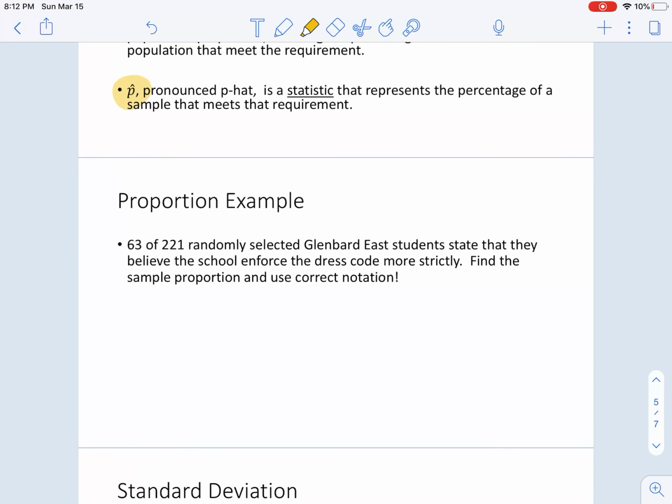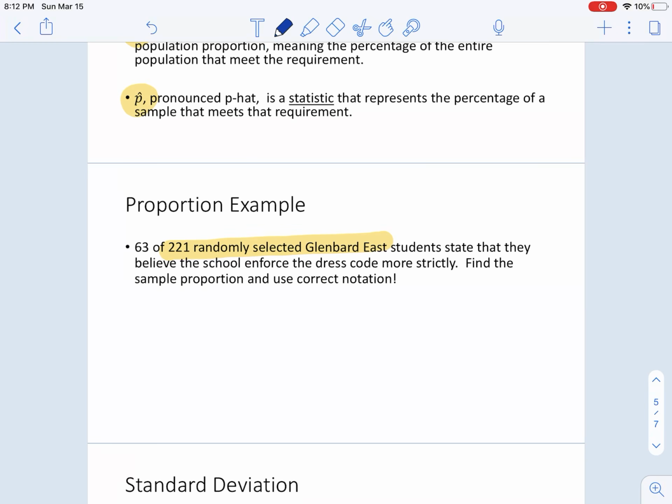So here's a problem. It says 63 of 221 randomly selected Glenbard East students. By the way, we have a lot more than 221 Glenbard East students. So this is a sample, meaning our answer is going to be a statistic. They state that they believe the school should enforce the dress code more strictly. Find the sample proportion and use correct notation. So because we are doing a sample here, and our answer is going to be a statistic, we're going to use p hat as our answer. Not just P, p hat.